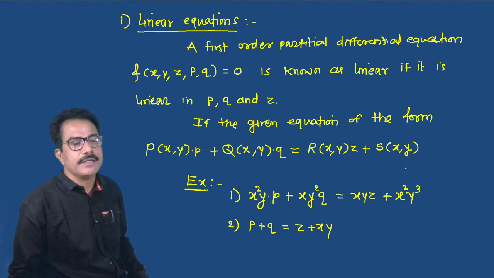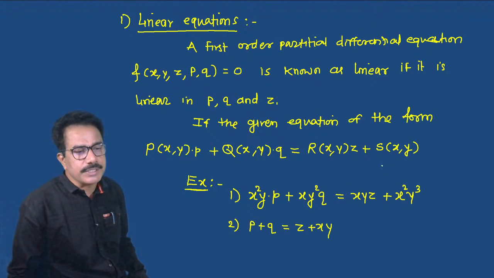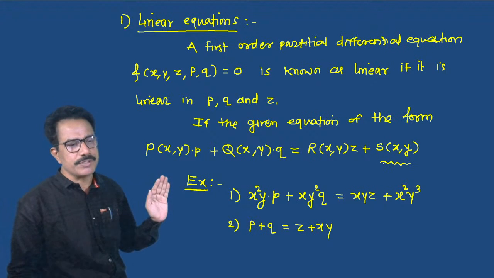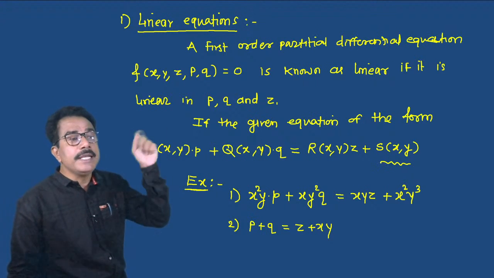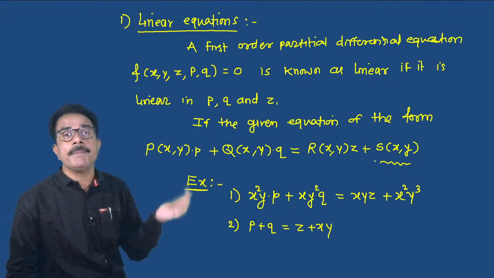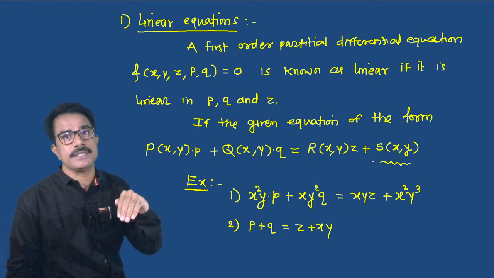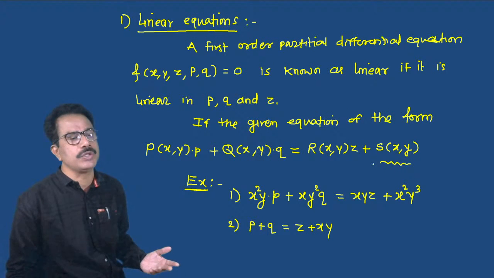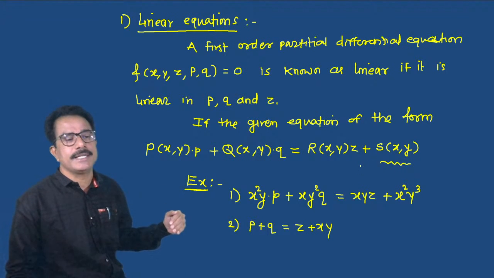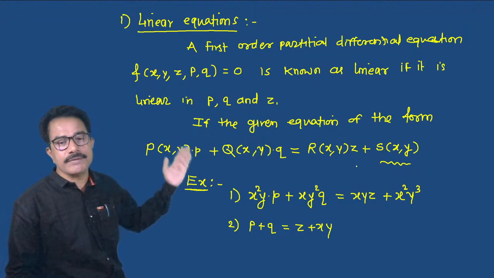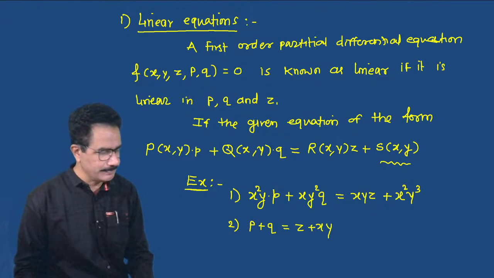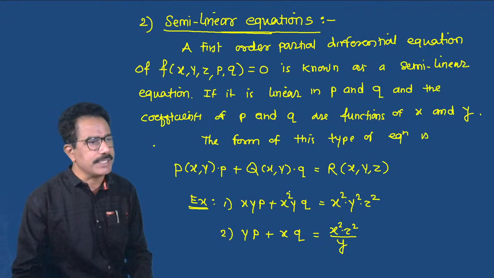Okay, so this type of differential equation is called a semilinear differential equation. This term will not appear in the semilinear differential equation. See this, a linear equation implies a semilinear equation. If s of x comma y is equal to 0, then we can say that the given linear equation must be a semilinear differential equation. Okay, now next we shall discuss the third type.